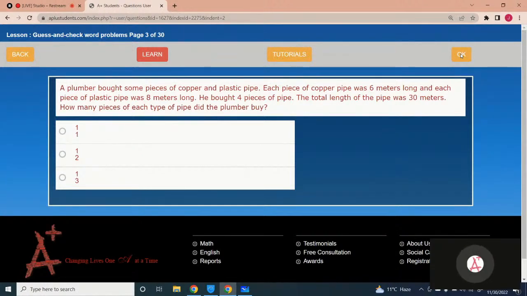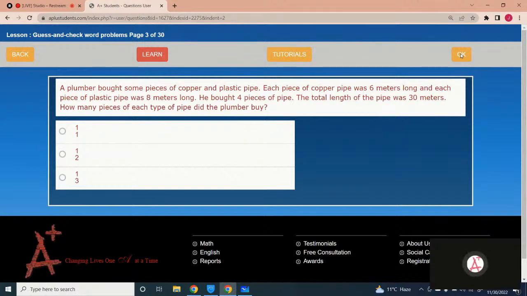A plumber bought some pieces of copper and plastic pipe. Each piece of copper pipe was 6 meters long, and each piece of plastic pipe was 8 meters long. He bought 4 pieces of pipe. The total length of the pipe was 30 meters. How many pieces of each type of pipe did the plumber buy?